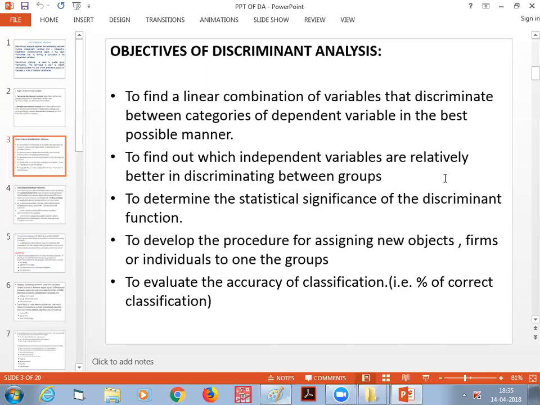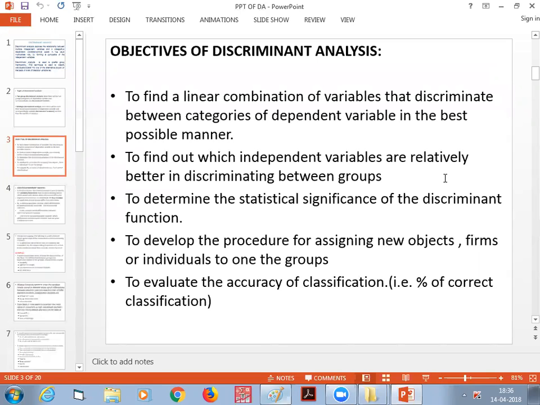Second one, to find out which independent variables are relatively better in discriminating, like high users and low users. Again, I will come to the same thing: which variable is more important to classify that he is a high user of the internet? For example, if people are using, suppose, more video games, then video games through the internet is a highly important variable to classify that he is a high user. Like that. Then, to determine the statistical significance of the discriminant function. This is similar to multiple regression only.